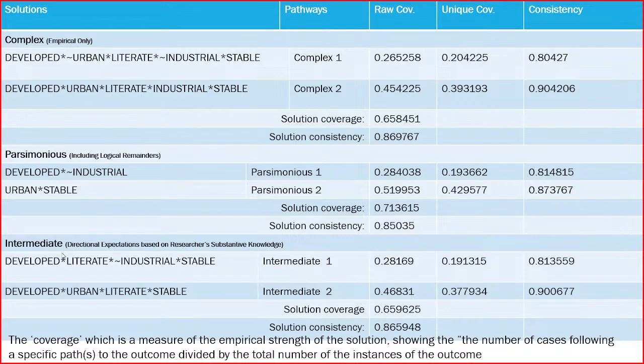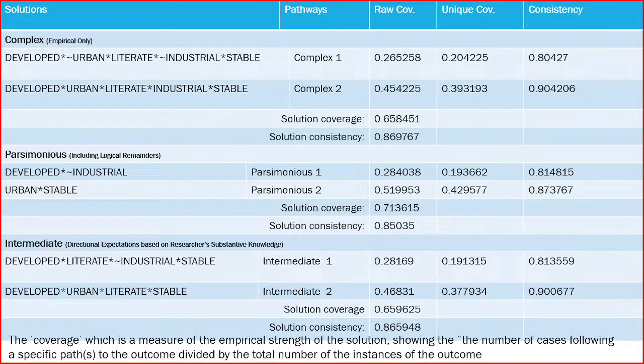And the intermediate solution, which is in response to the directional expectation, or based on the researcher's substantive knowledge, as Ahmed showed to you, we've got 2 separate solutions as well. We've got developed, literate, lack of industrial, where this hash is the negation, and stable; and developed, urban, literate, and stable. So there are 2 different pathways.